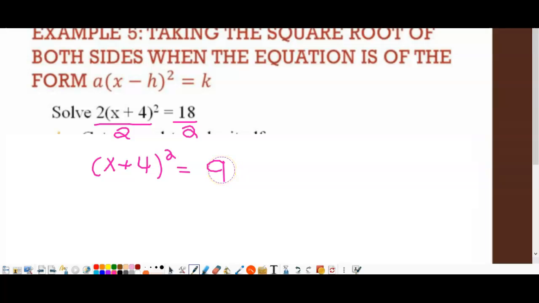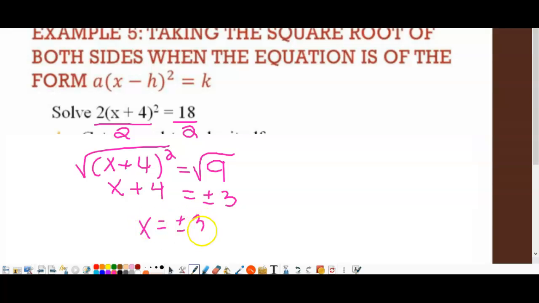How do you get rid of something squared? So you take the square root of both sides. When you take the square root, your value is positive or negative. The square root of the squared cancel, so that leaves x plus 4 equals plus or minus 3. I need to solve for x. So you would subtract 4 from both sides. But we know that it's equal to 2 numbers.